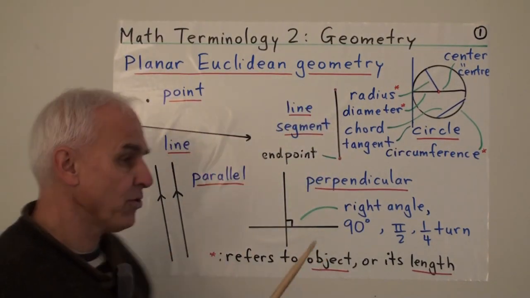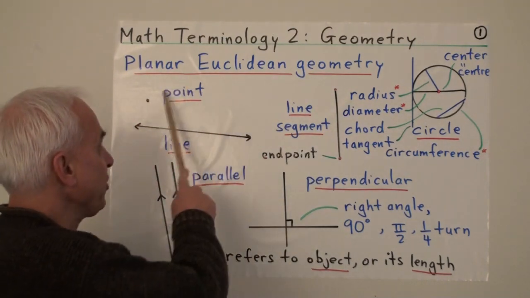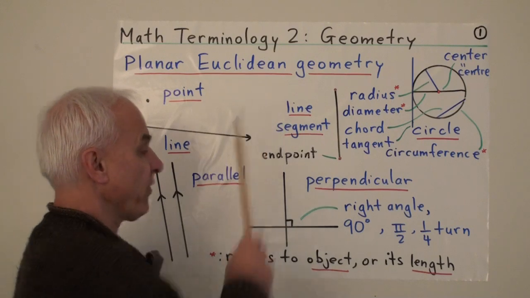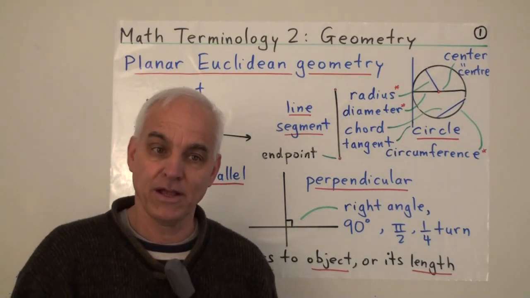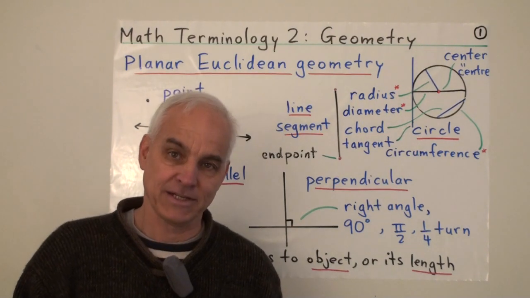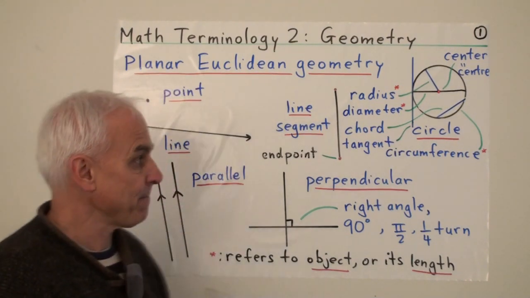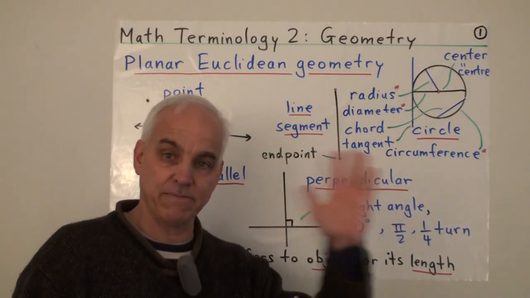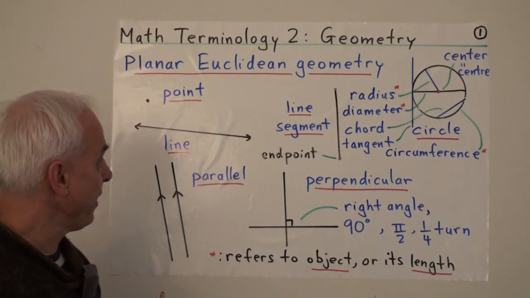So let's go back to the most basic fundamental geometry, planar Euclidean geometry. Euclidean referring to Euclid, the ancient Greek mathematician who wrote the famous book, The Elements, upon which most of modern geometry is based. And planar referring to the two-dimensional aspect. We're just working on a plane.